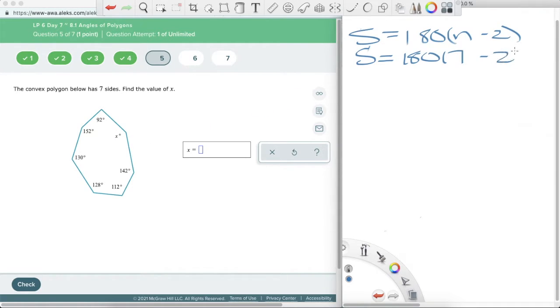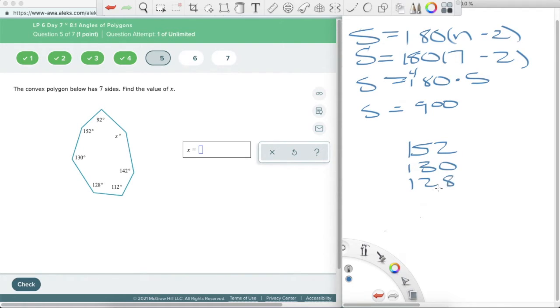S equals 180 times 5. So S equals, let's see, not 5, 7. And that'd be 900, right? So now I need to go through and add all of these up really quick. So I have 130, 128, 112, and 142, and then 92 down here. And I put the 92 down here because it was the only one without 100.